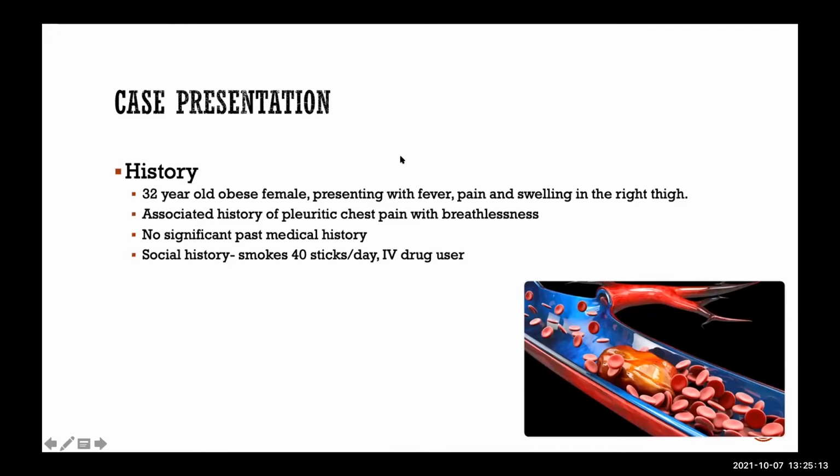So this patient I'll be presenting was a 32-year-old obese lady who came in with fever, pain, and swelling in her right thigh. She then described some chest pain she had, which sounded pleuritic from the description, and she was quite short of breath. She had no significant past medical history. She wasn't on any routine medications. From her social history, she was smoking 40 cigarettes a day, and she's been smoking for over 20 years. And she also uses quite a number of IV drugs, from heroin to cocaine. And of course, when we saw this, it was ringing a lot of bells of thrombosis everywhere.